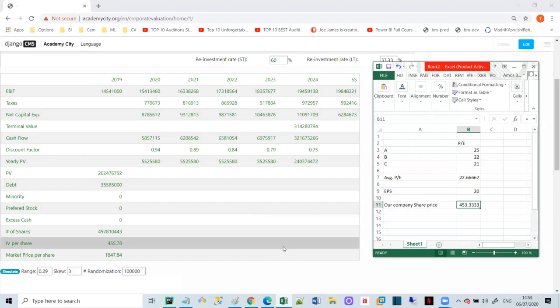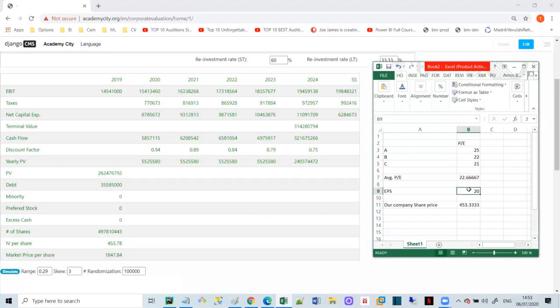Yeah, if it's, let's say, really close to 1,800, what can we say about that? Why not? That's if the earning per share was 60.